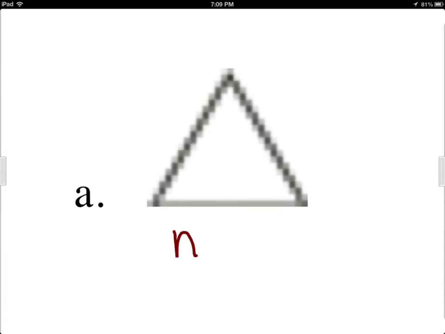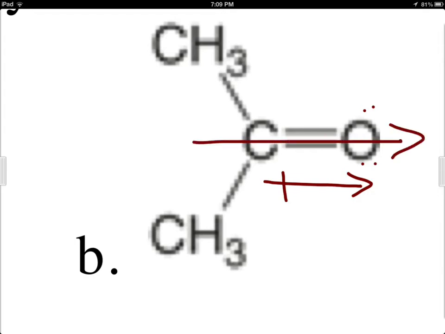This is going to be nonpolar. This was an easy one because all of the bonds in here are carbon-hydrogen bonds or carbon-carbon bonds, and they're all nonpolar. Here we have a polar bond between the carbon and the oxygen, it's the only one. And because of the shape of this molecule, it's going to be polar overall, and there's going to be a dipole right across the molecule like that.